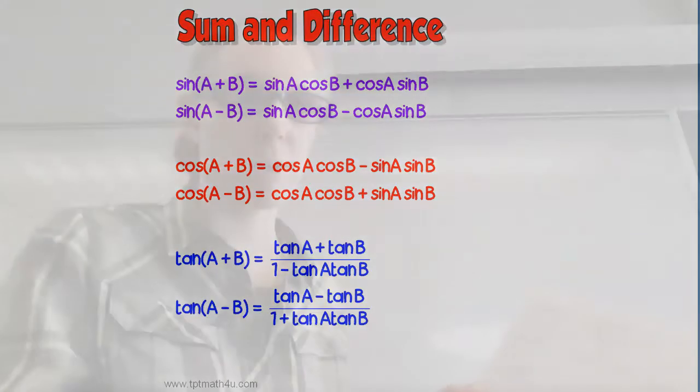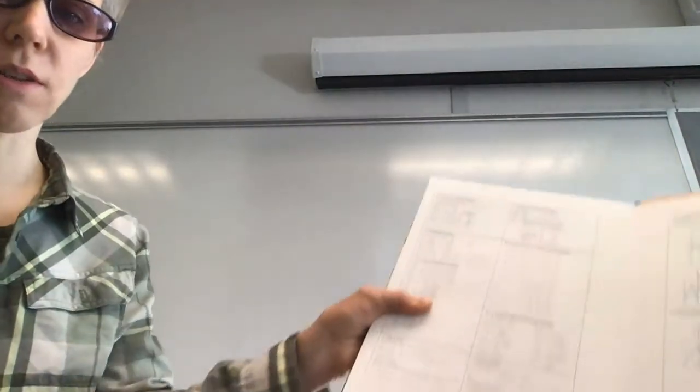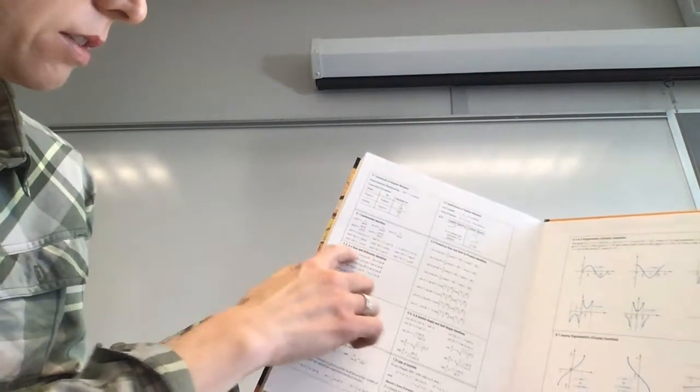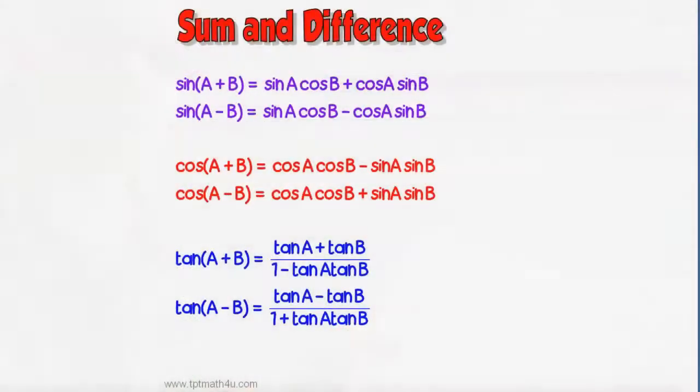So let me show you right here. So in the very back of your textbook, very back, here we go, there's a box that says 5.3 and 5.4 sum and difference identities, and they are going to absolutely just match what you see right here.